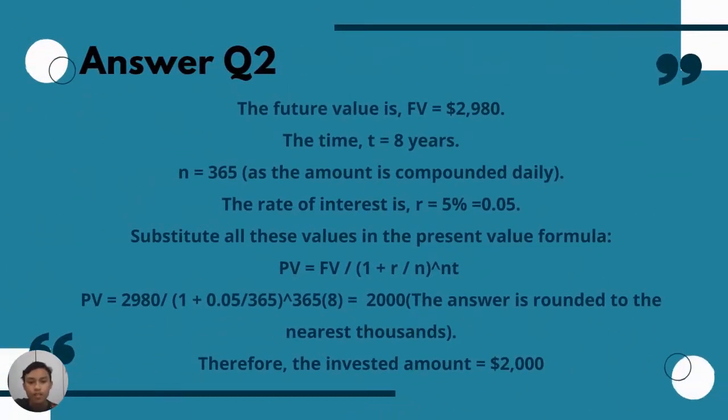So the future value given is 2,900, and the time, t, equals 8 years. n equals 365. Why 365? Because it is compounded daily, which means it is compounded every day in 1 year. So 1 year equals 365 days.